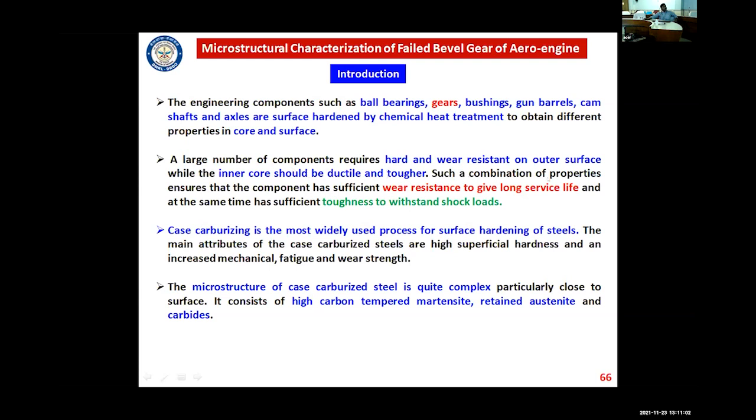Such a combination of properties ensures that the component has sufficient wear resistance to give long service life, and at the same time sufficient toughness to withstand shock loads. In order to get this difference in the microstructures, hardness and toughness, we do case carburizing, which is the most widely used process for surface hardening of steels. The microstructure is basically high carbon tempered martensite, retained austenite, and carbides.